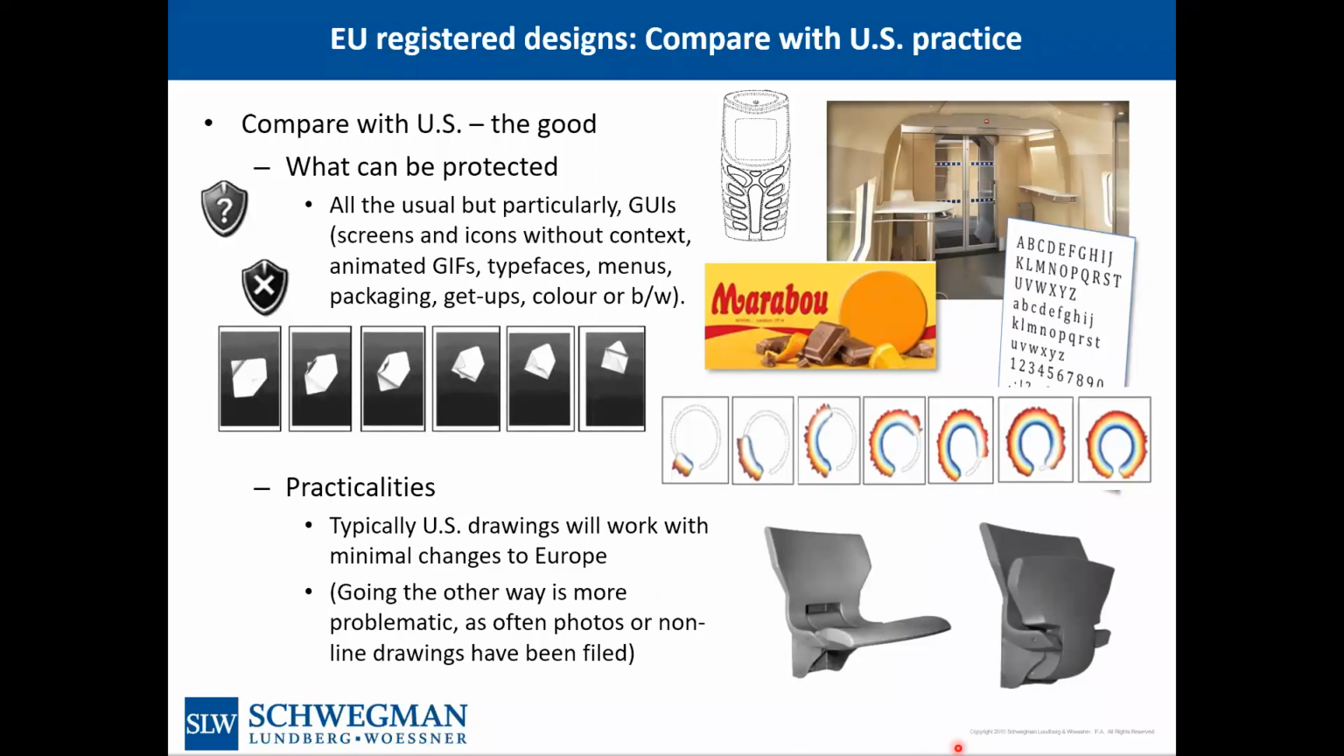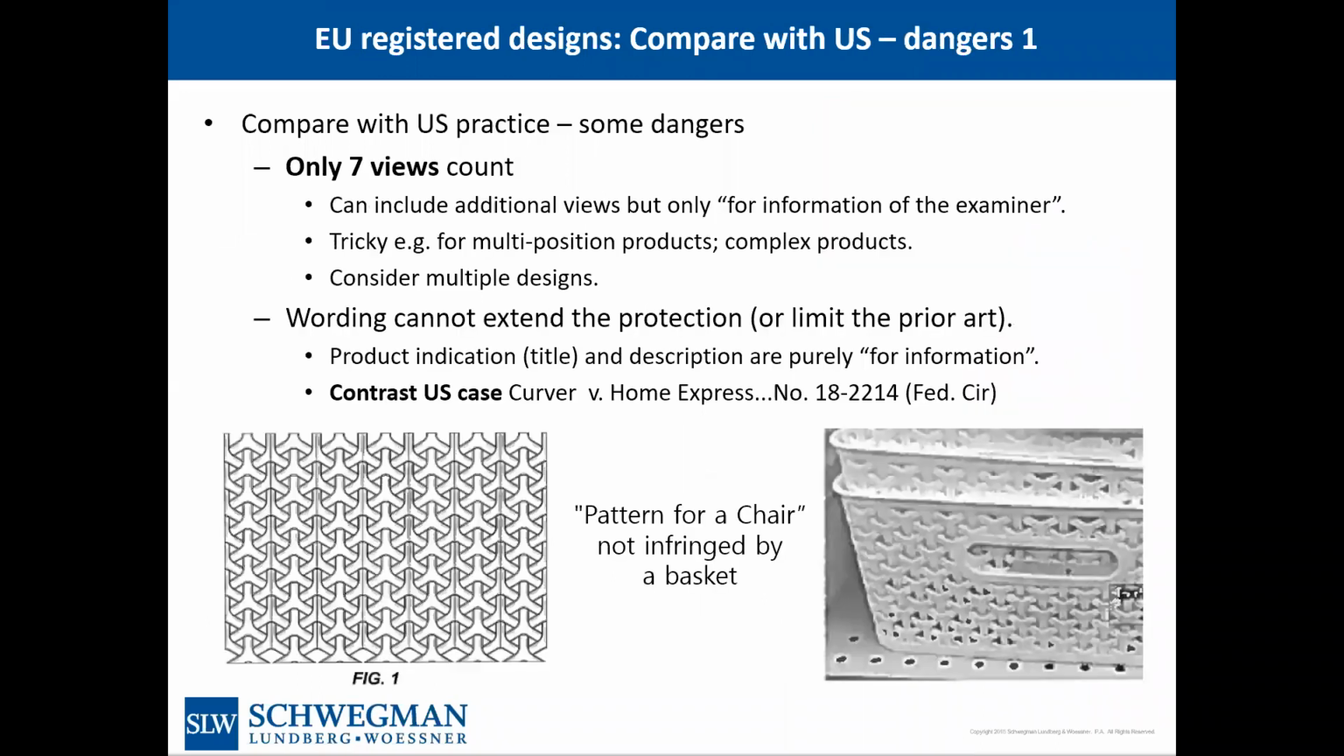In terms of adapting practically, if you're starting from a US design, a priority filing, for example, and coming to Europe, then typically the US drawings will work with minimal changes of the type I might mention later. So that's the good news. If you've already got black and white line drawings, then that's a good start. We often find that going the other way is more problematic because the European or other priority application is in photographs, color, whatever. So it should be relatively painless coming over, but then there are some difficulties or hazards.